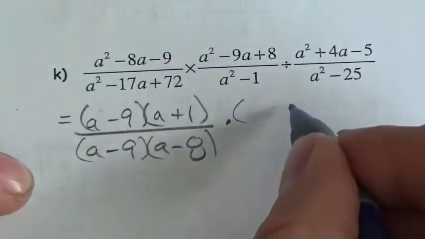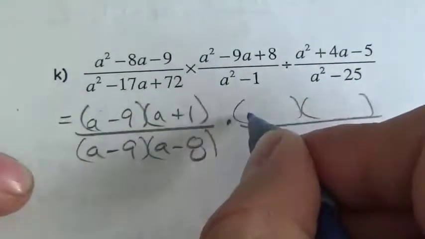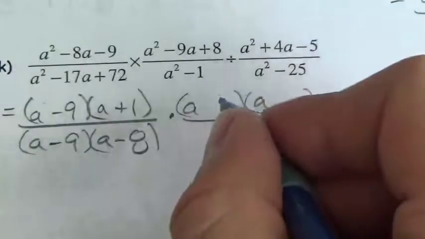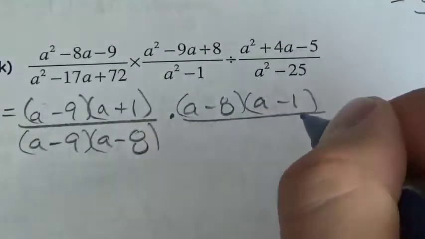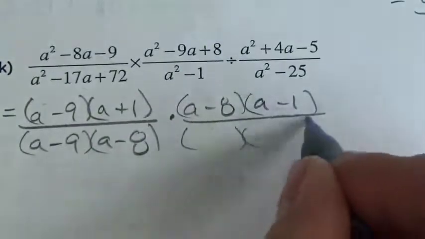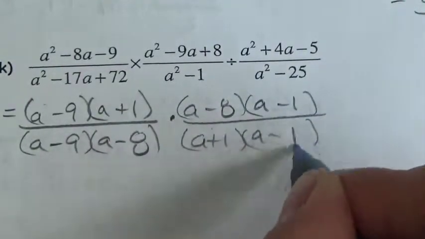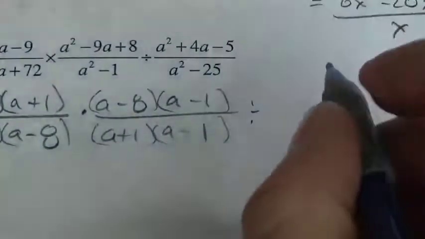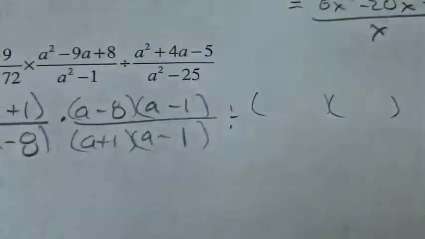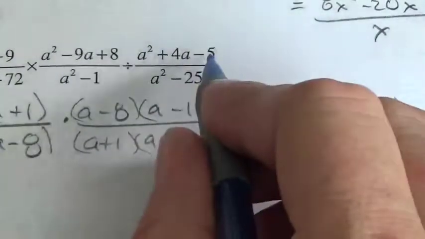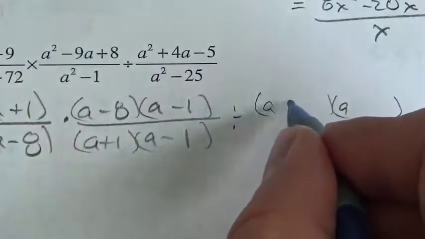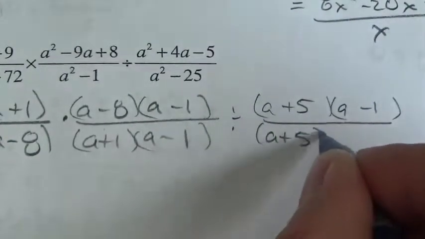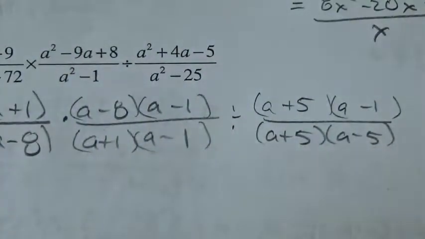Multiplied by, do it again. This is going to be a and a. Factors of 8 that give you negative 9? Well, it's got to be negative 8, negative 1. Down here, this is a difference of squares, so a plus 1, a minus 1. And you'll see that I'm purposely lining stuff up here. Divided by, I'm going to probably run off the screen here, and that's okay. It's got to be a, and then factors of negative 5 that add to positive 4. Well, it's got to be positive 5, negative 1. And down here, this will be a plus 5, a minus 5, another difference of squares.